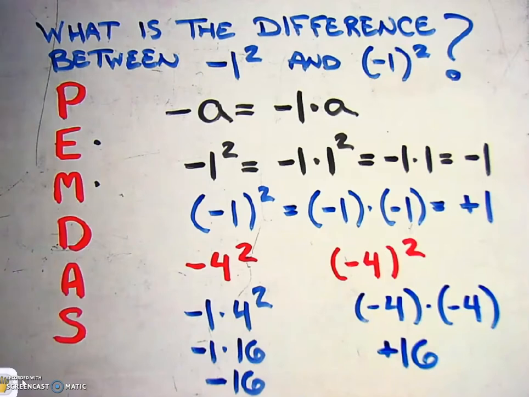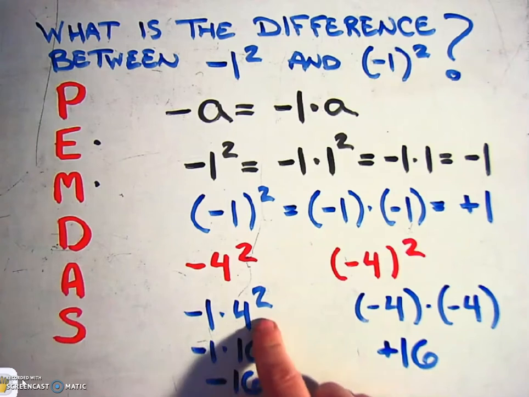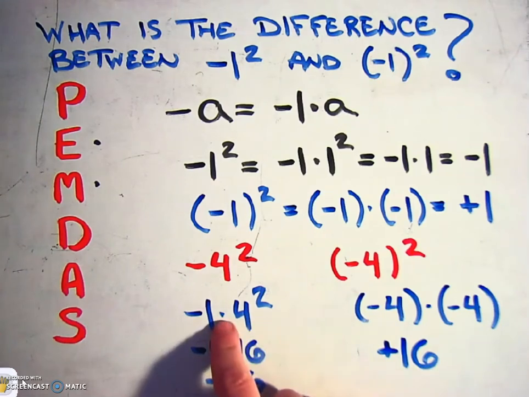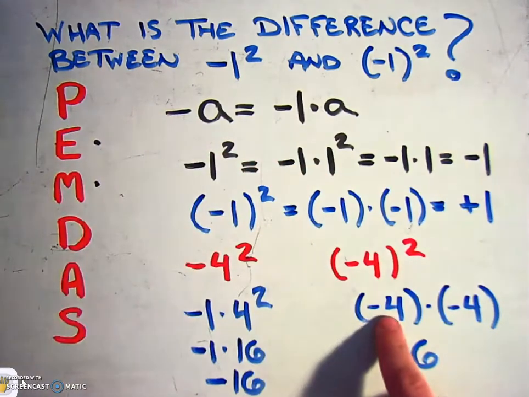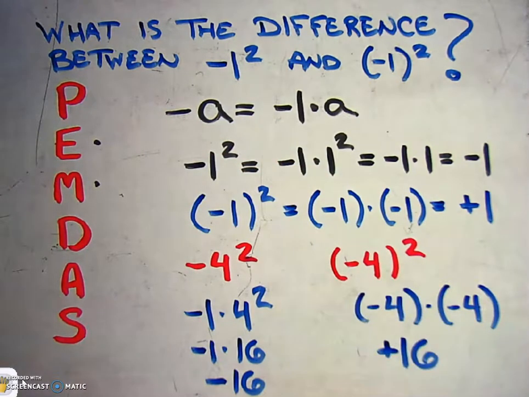So again, the difference between -1 squared and the quantity of -1 squared really comes down to the order of operations. We perform the exponent before we perform the multiplication. Where here, because it's parentheses, we perform the multiplication before we perform the exponent.